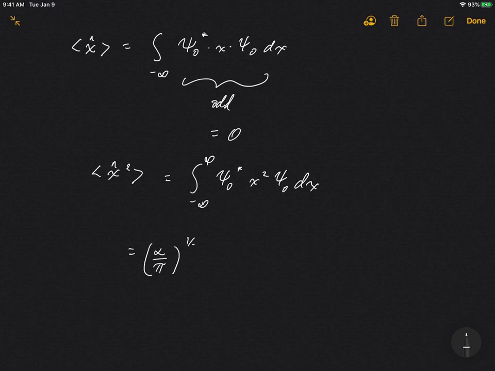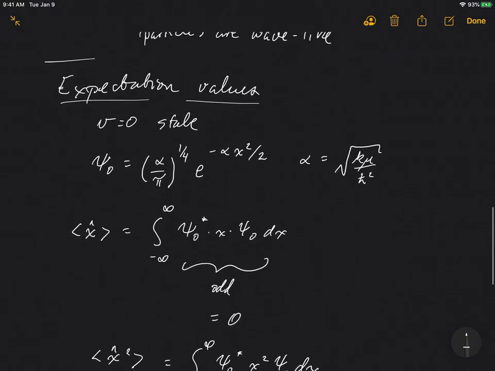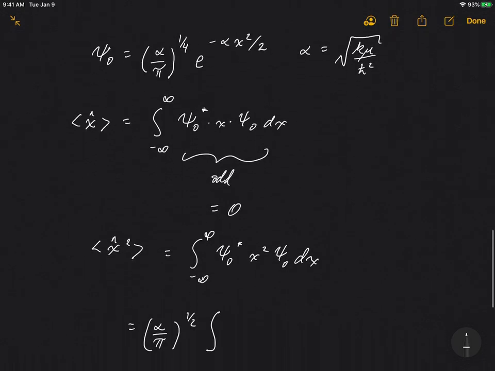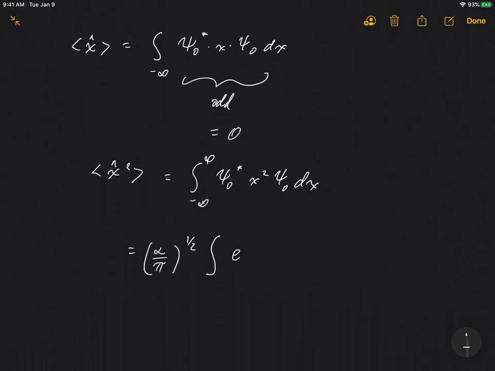And we might as well pull that outside the integral. And then we're going to have an integral. We have two factors of e to the minus alpha x squared over 2, so e to the minus alpha x squared over 2 times e to the minus alpha x squared over 2. When you multiply two exponentials, you add whatever's inside the exponential, and so that's going to give you e to the minus alpha x squared. In other words, we drop the divided by 2 part.